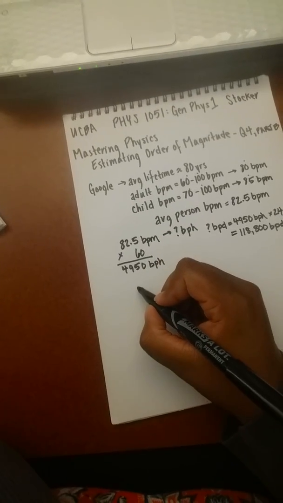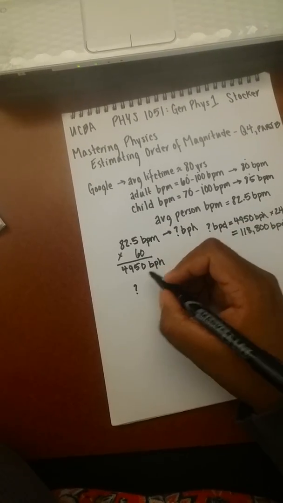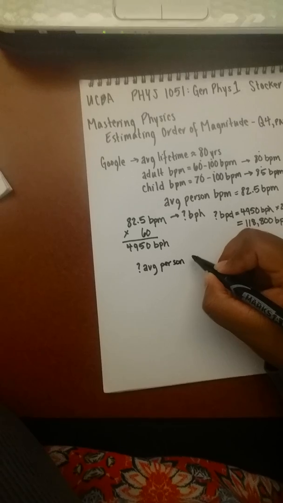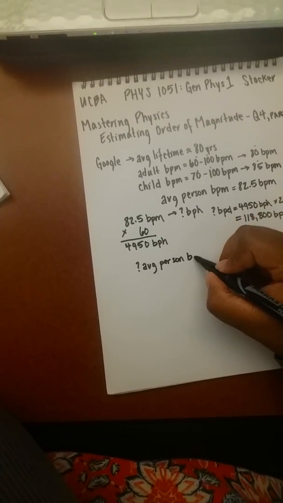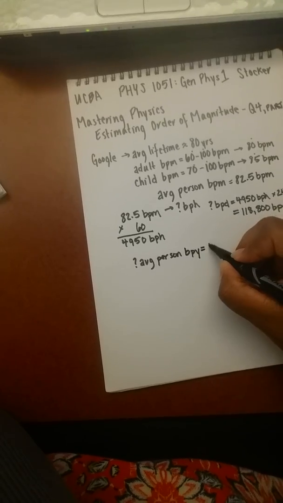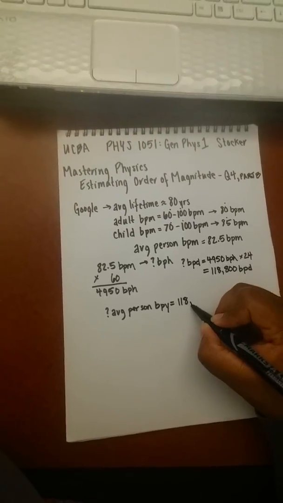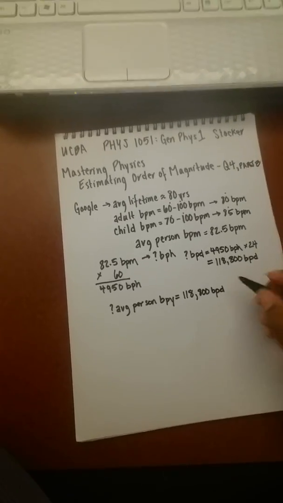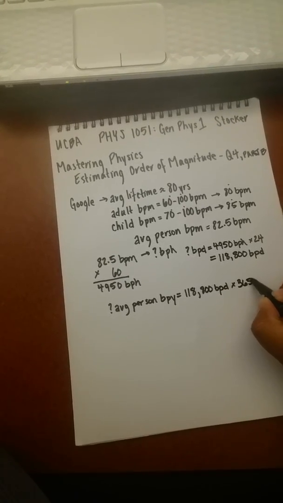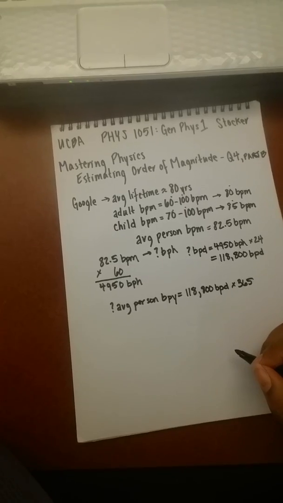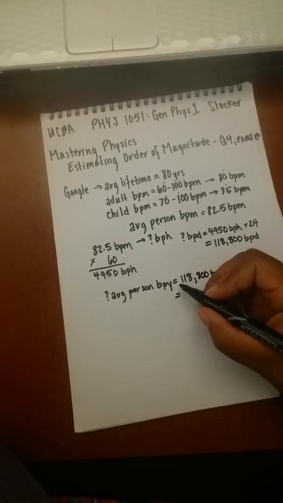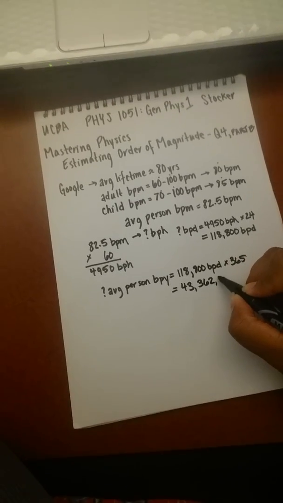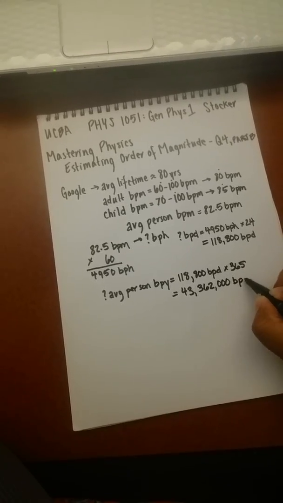But I still needed to go a bit further. I wanted to find the average person's heartbeats in a year. So then I took my value of 118,800 beats per day, and I multiplied it by 365, since there's 365 days in a year, to get 43,362,000 beats per year.